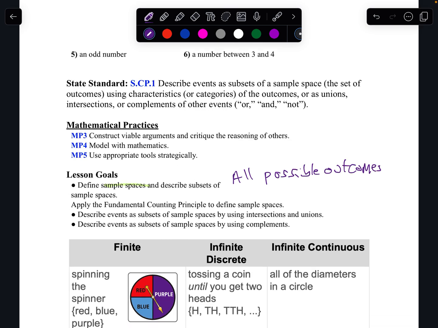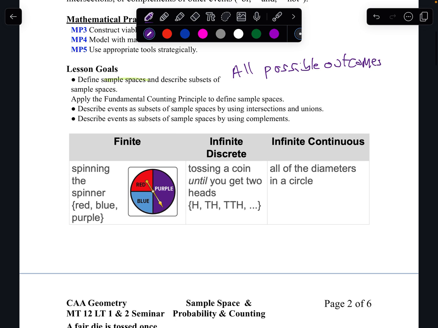And we'll apply the fundamental counting principles to our sample space, and we're going to look at intersections and unions and complements also. So we have 3 types of sample spaces. One is finite. I could list them out. So if I look at this spinner, they don't have to be equally likely, they're possible. I could get red, I could get blue, or I could get purple.